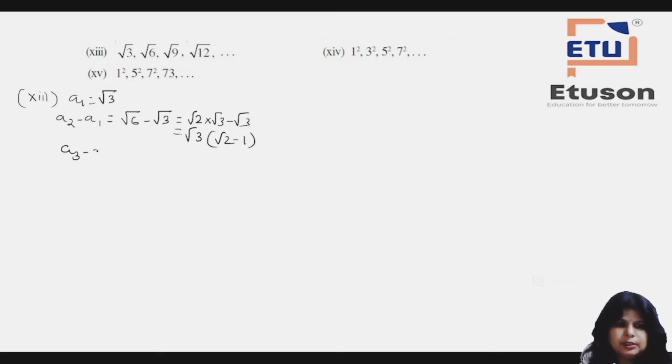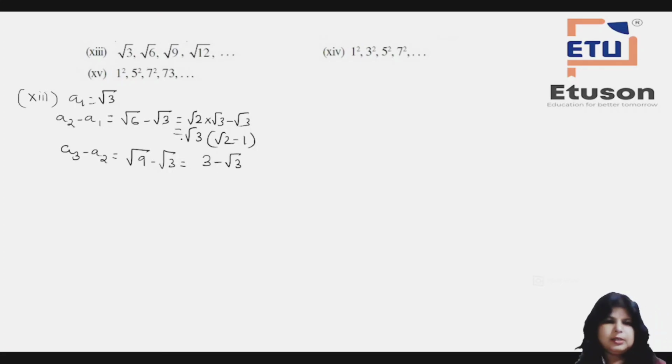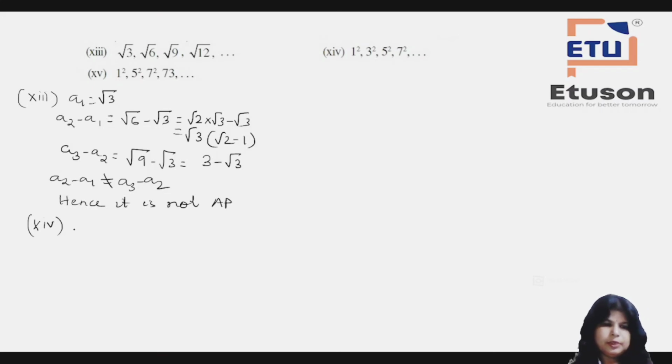Let us find out A3 minus A2 then. Root 9 minus root 3. Root 9 is 3, so 3 minus root 3, correct? So it is not the same. A2 minus A1 is not equal to A3 minus A2, hence it is not AP, correct? Now let us go to the next bit, that is the 14th one.